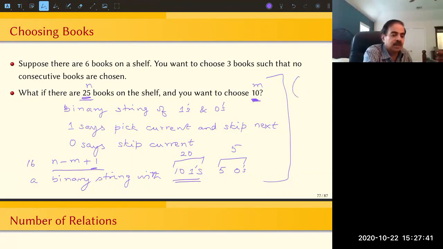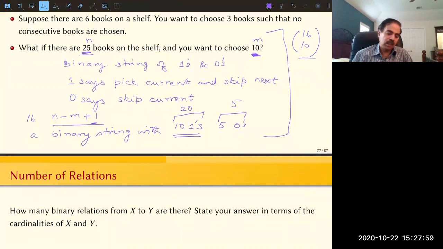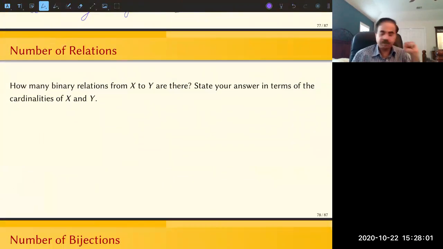Right, so this is because there are 16 positions in the binary string, and we have to decide on which 10 are going to be ones. And that is essentially the definition of 16 choose 10, right? So that's how we solve this problem.